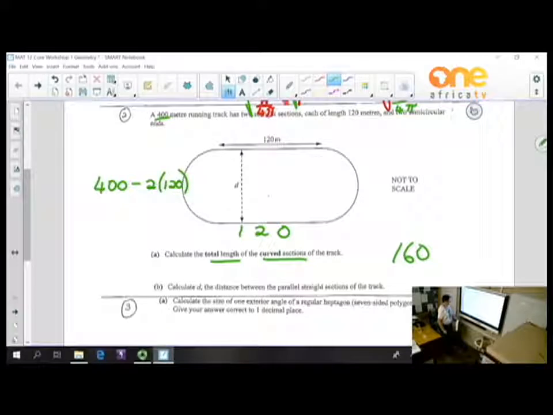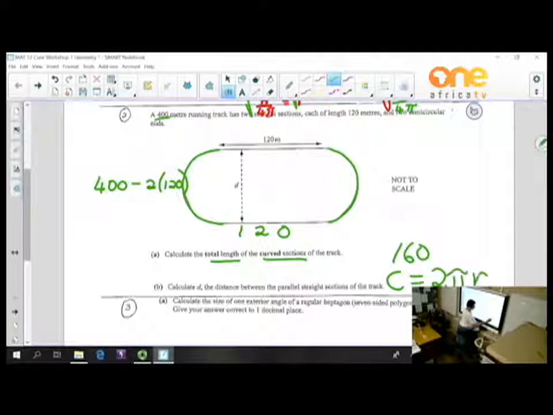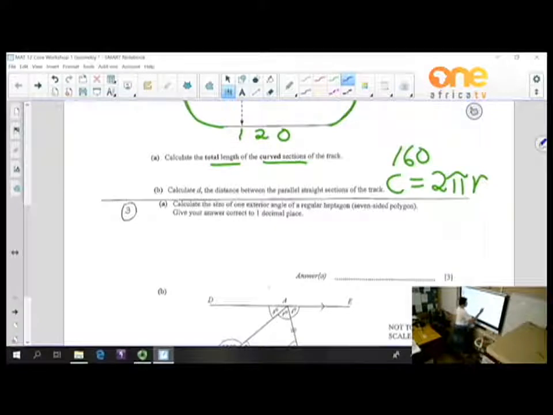And then they say calculate D, the distance between the parallel straight sections of the track. Now, because it is the 2 curved sections, this will form a full circle. So that means that that is actually the circumference that we have there. So the formula that we will use here is circumference is 2 pi r. And we know now that the circumference is 160.